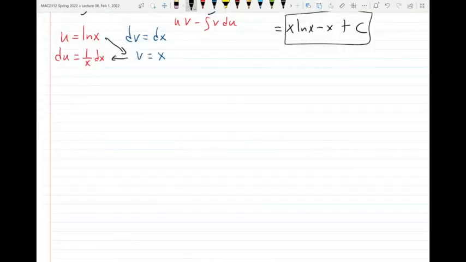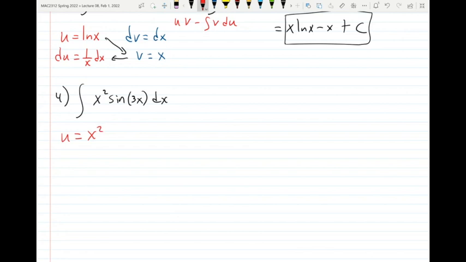So let's do one in which we need to do integration by parts twice. So x squared, let me make it more interesting, we put a sine of 3x in here, dx. So u equals x squared. dv is going to be sine of 3x dx. So du is 2x dx. What is v? Negative cosine of 3x over 3.